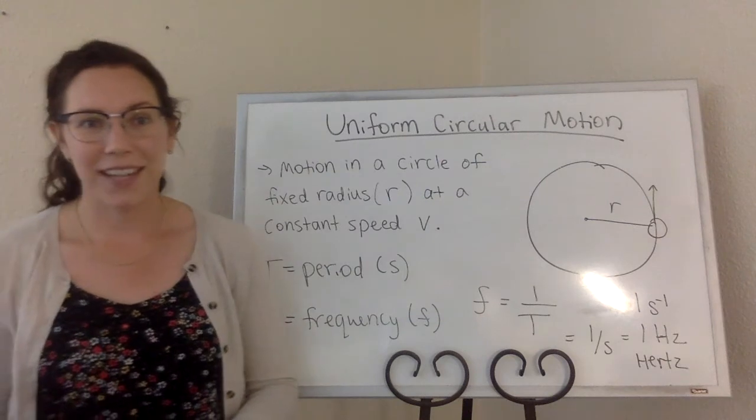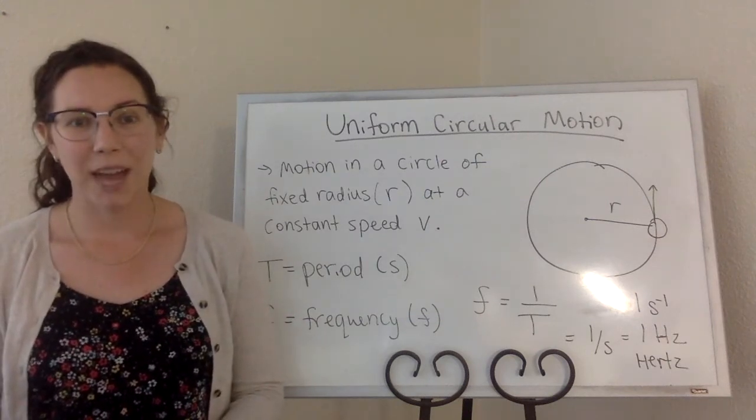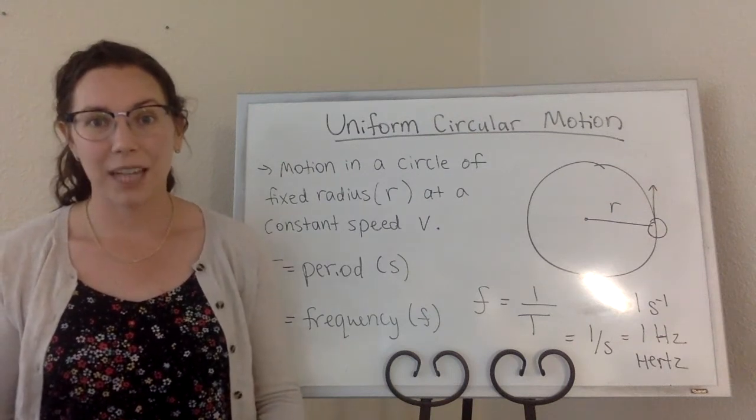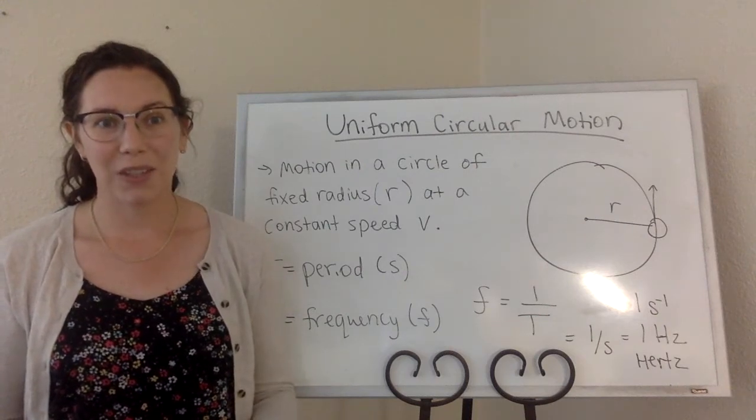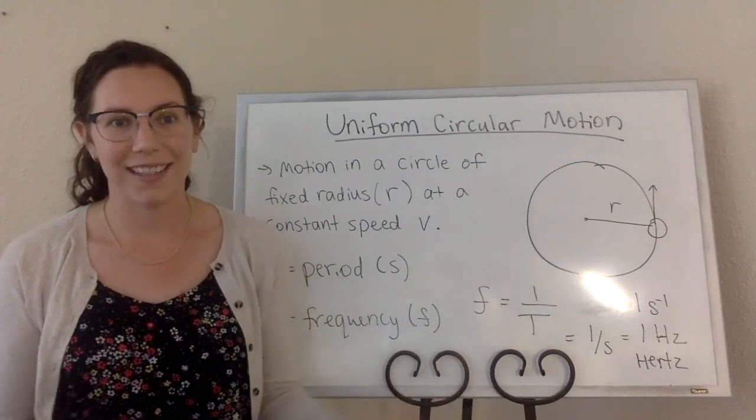One is the period. The period of the motion, we've seen this before in the lab, has symbol capital T and is measured in seconds. And this is the time that it takes for one cycle of the motion. So for one revolution of the circle in this case. So the time it takes the object to go around the circle once is the period.